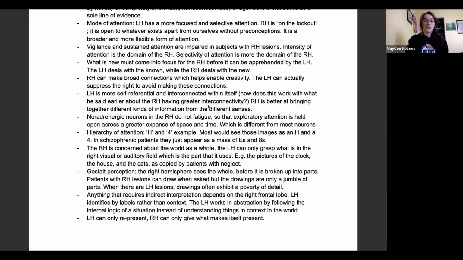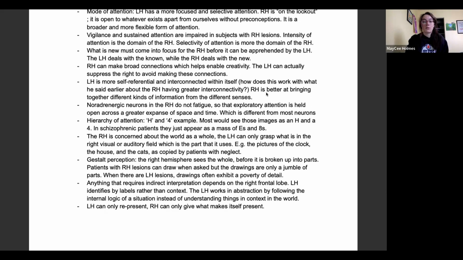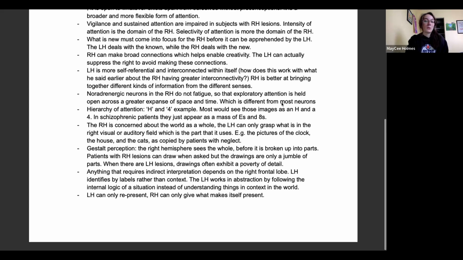Intensity of attention is the domain of the right hemisphere. Selectivity of attention is more the domain of the left hemisphere. What is new must come into focus for the right hemisphere before it can be apprehended by the left hemisphere. The left hemisphere deals with the known, while the right hemisphere deals with the new. The right hemisphere can make broad connections, which helps enable creativity. The left hemisphere can actually suppress the right to avoid making these connections.